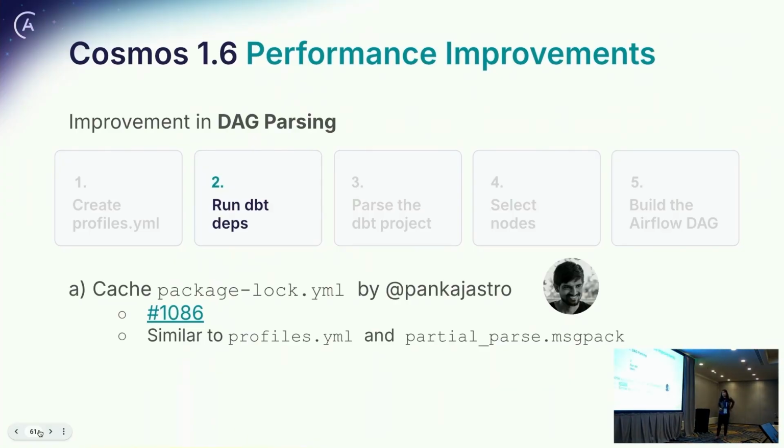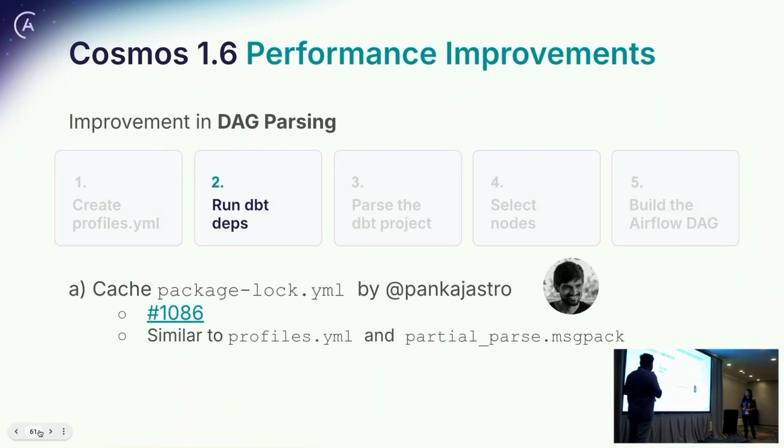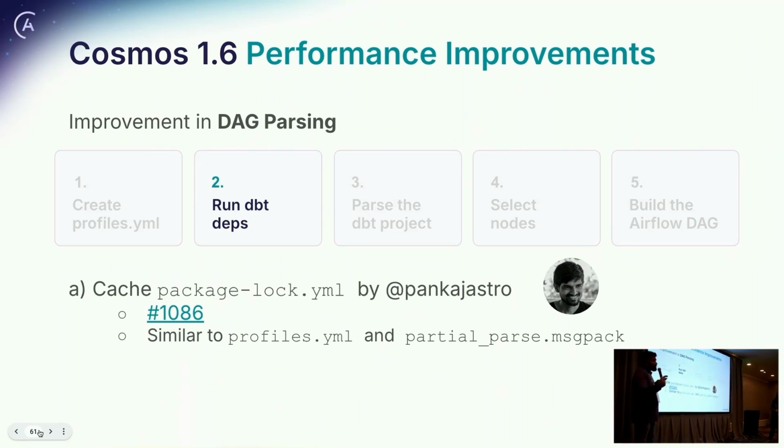Pankaj. We are at Cosmos 1.6, just released a couple of weeks back. So this is the first contribution we'd like to mention. Again, contributor Pankaj Singh. Pankaj Singh is here, by the way. So we are caching the package-lock.yaml. This is effective when you run dbt deps. This helps DAG parsing, and is similar to caching the profiles.yaml and the partial parse msgpack that we saw in the previous versions.